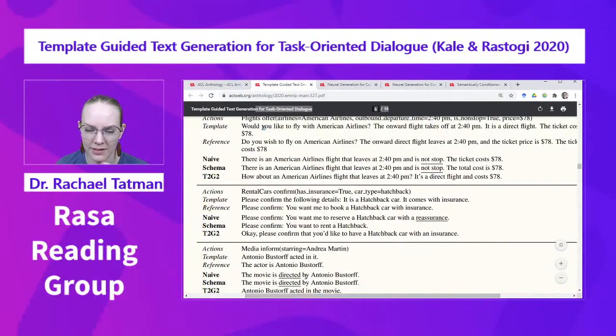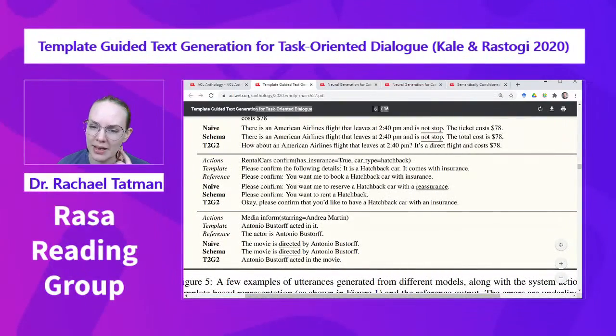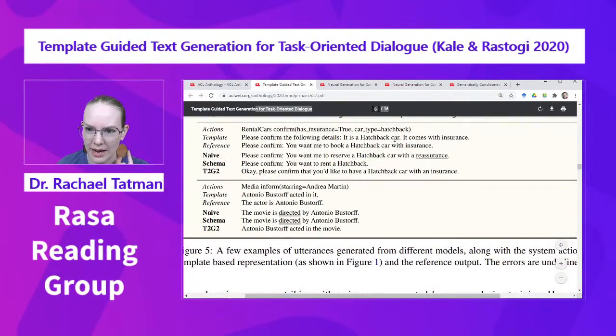We'll back up. Okay, so we have this example. Rental cars confirm, has insurance true, car type hatchback. Please confirm the following details. It is a hatchback car, it comes with insurance. Please confirm, you want me to book a hatchback car with insurance. Please confirm, you want me to reserve a hatchback car with a reassurance. Please confirm you want to rent a hatchback, and then T2D2. Okay, please confirm that you'd like to have a hatchback car with an insurance.